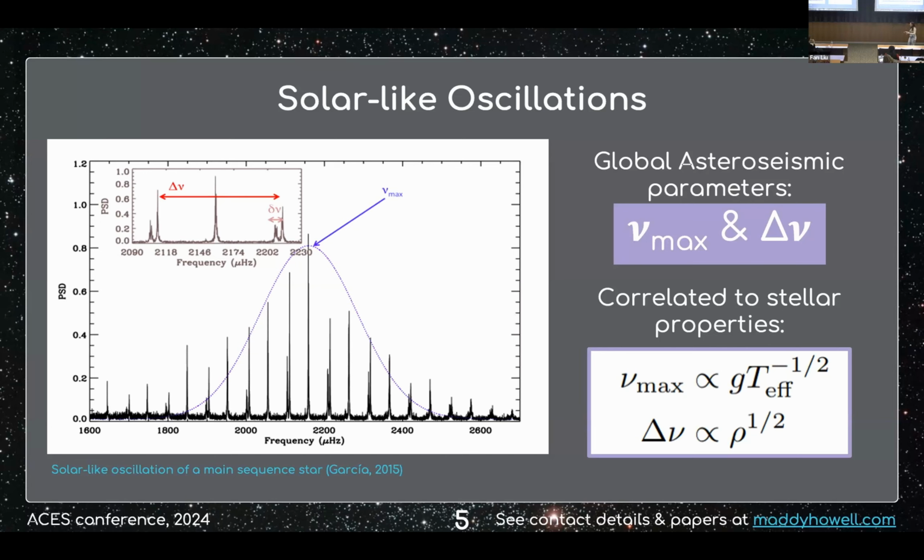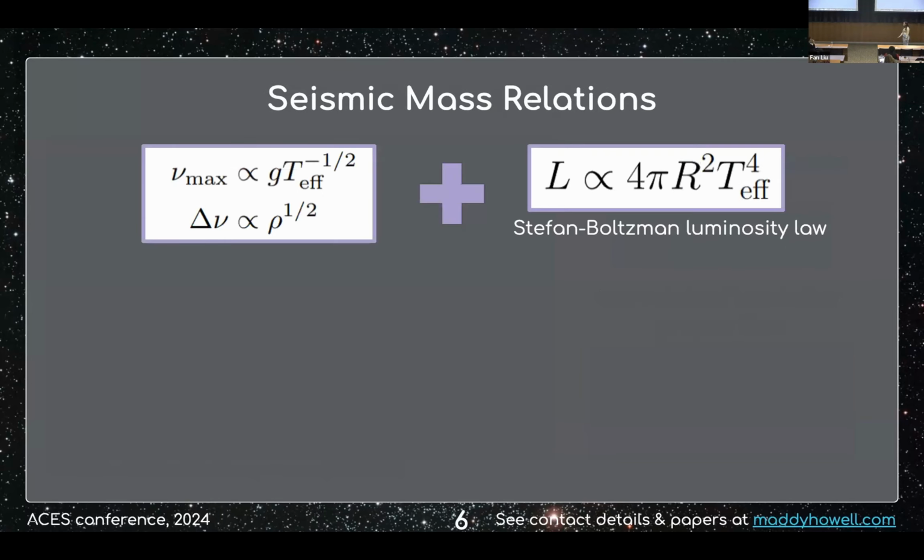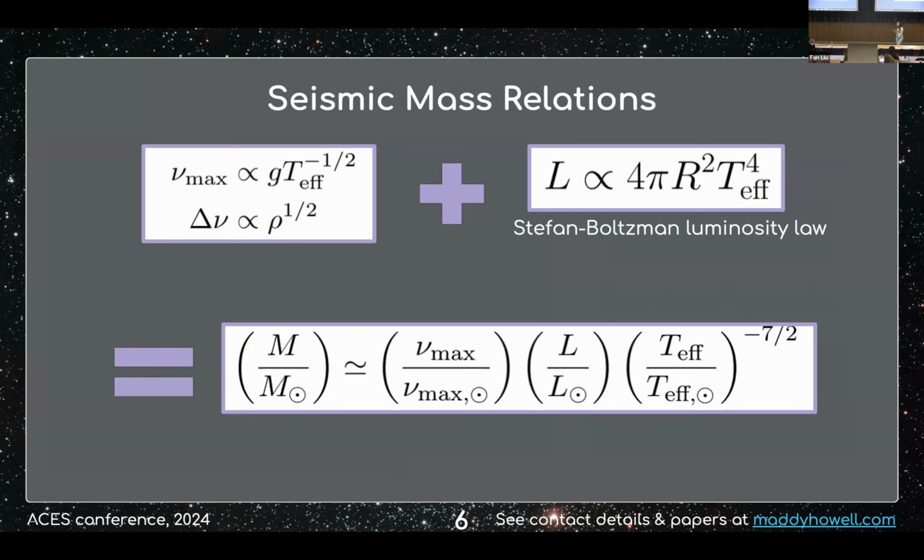Now, pretty amazingly, both of these global asteroseismic parameters are correlated to stellar properties. So nu max is related to the surface gravity and temperature of a star, and delta nu is correlated to the average density of a star. So if we take these two relations and combine them with the Stefan-Boltzmann luminosity law, we can derive a seismic mass scaling relation, which is in terms of nu max, luminosity, and temperature. And this is the actual relation that we use to derive individual masses of stars.